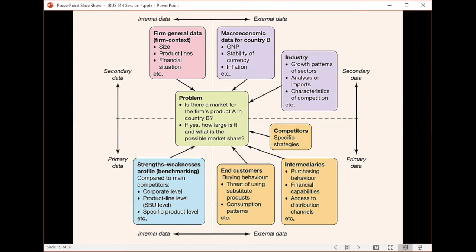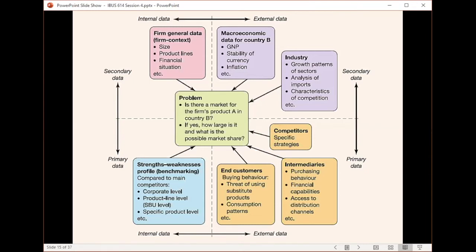And once you know about the economic situation from the secondary data, you can now think about the end customers, because if there's high inflation in the country, then it means that the purchasing power of the people perhaps may not be that strong to be able to afford what you're trying to sell, depending on how expensive it is.